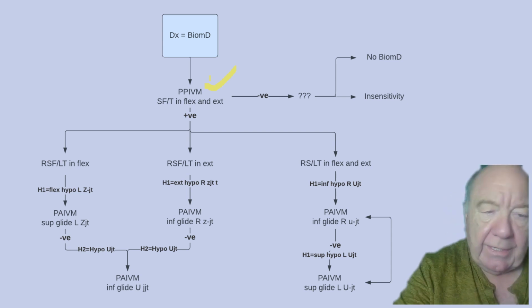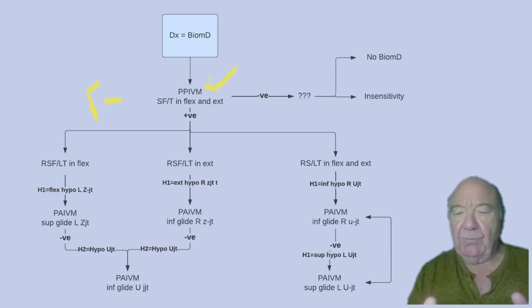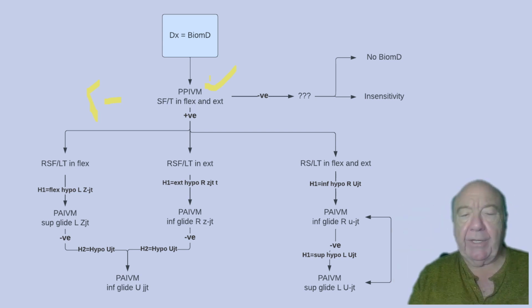Now we're going to head this way first. We've got some alternatives that can happen when we do these exams. We can get limitation of right side flexion, inflection or extension, or we can get limitation of right side flexion, translation, inflection and extension. So we'll concentrate on flexion first.